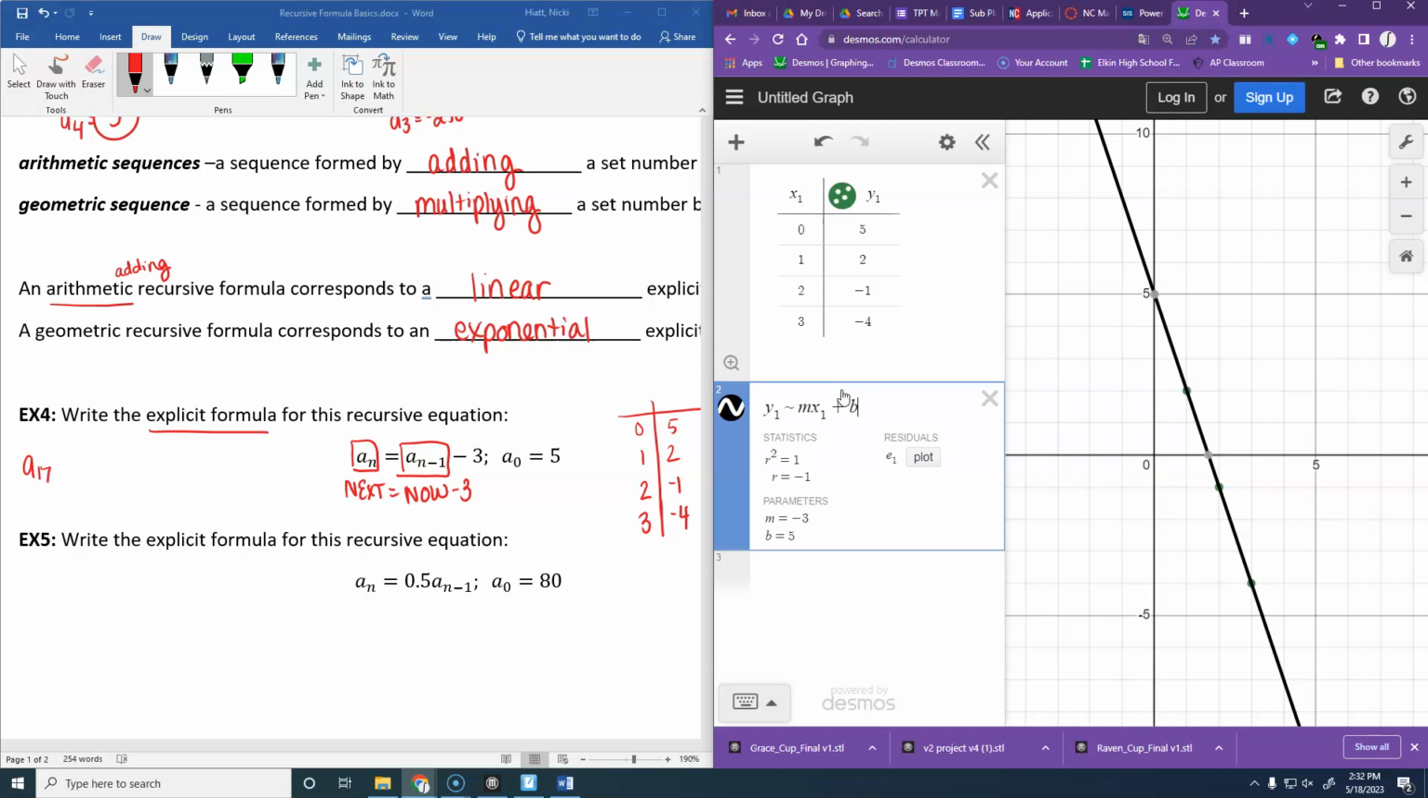Or that one in particular, we could find by hand if we needed to, right? Because it just has a slope of negative 3, and then it has a y-intercept of 5. So the equation for this is y equals negative 3x plus 5. But you're not going to see it written like that. You're going to see it written like this: a sub n equals negative 3n plus 5. In this case, your y is the a sub n and the x is an n instead.